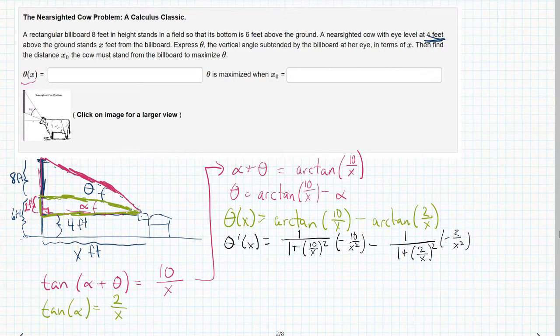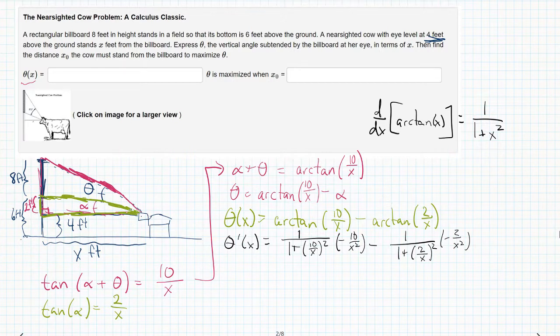In case you forgot, just a little FYI, the derivative of the arctangent of x happens to be 1 over 1 plus x squared. So we have that information, and that's where that came from. We just basically use the chain rule on that. Now what do we want to do? We want to set this thing equal to 0.